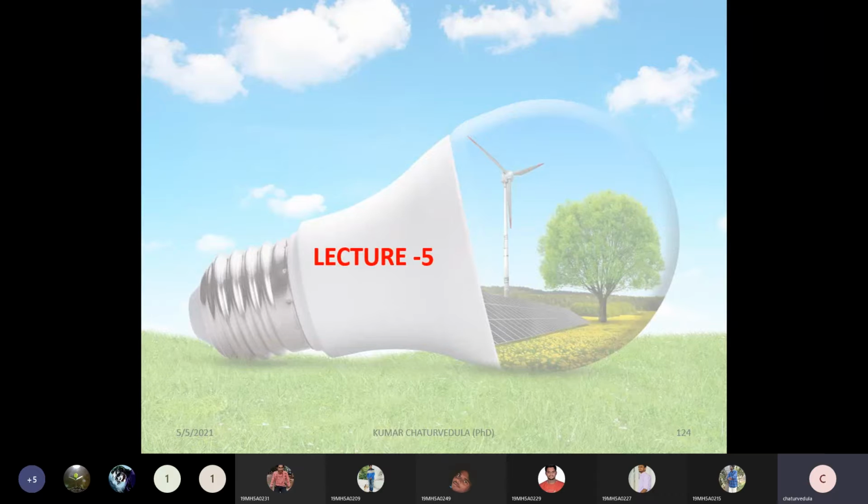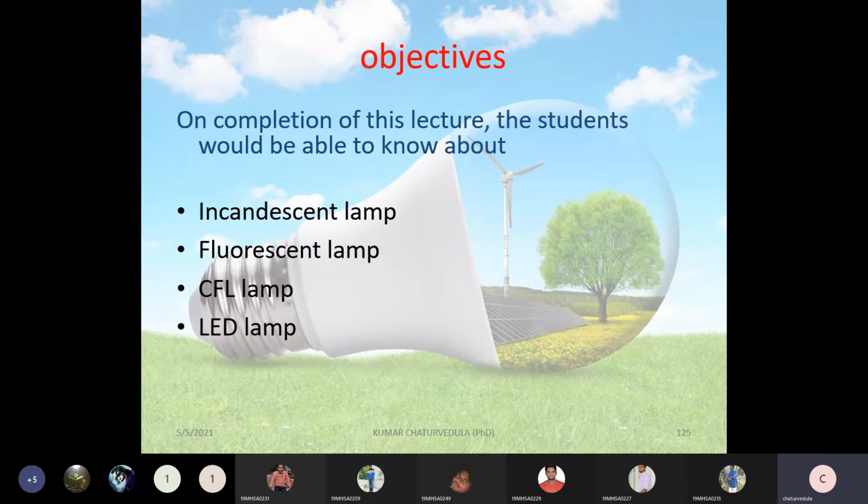So as I have mentioned already in the previous lecture, this is lecture number 5 in the series of Unit 2, Electrical Lighting. In this lecture, we will be discussing the incandescent lamp, fluorescent lamp, CFL lamps, and LED lamps. According to the syllabus, we only have discussion of white LED lamps or LED lamps.